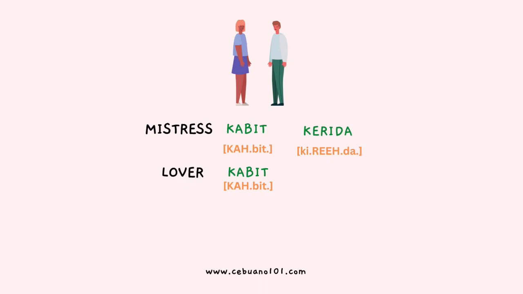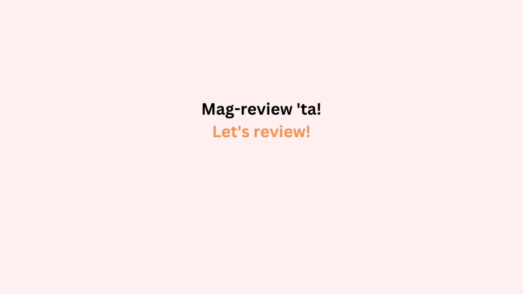Next one, we have mistress. For a woman, mistress, two terms: kabit or kirida. Querida is actually a Spanish term. And for men, we call it lover. You can use kabit. One more time. Mistress is kabit or querida. This is for the woman. Lover referring to a man, you can just use kabit. We don't use querida for men. So normally just kabit for men, and for women, mistress, we use kabit or kirida.